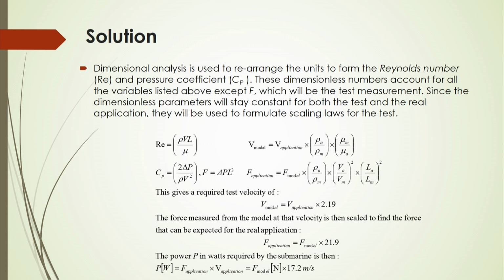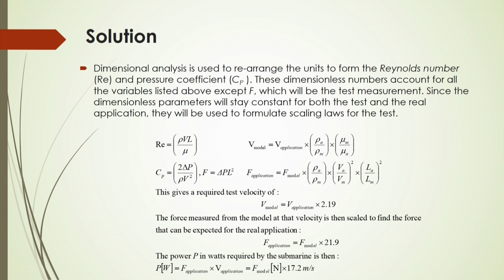So, first of all, based on dimensional analysis you can rearrange the units to form the Reynolds number and the pressure coefficient. These dimensionless numbers occur for all the variables listed above except F, which will be the test measurement, and since the dimensionless parameters will stay constant for both the test and the real application, they will be used to formulate the scaling laws of the test in this case.